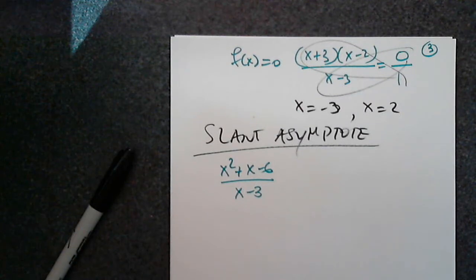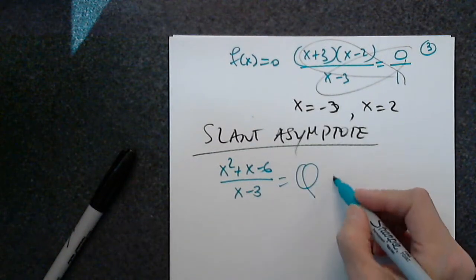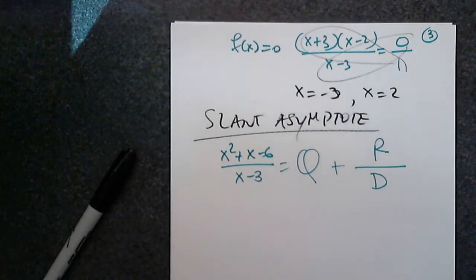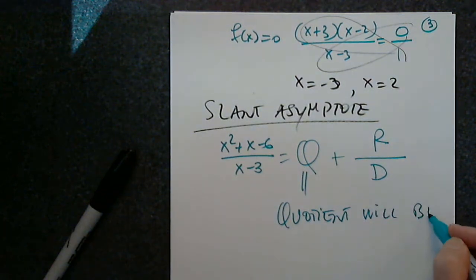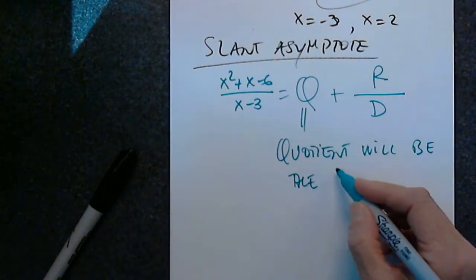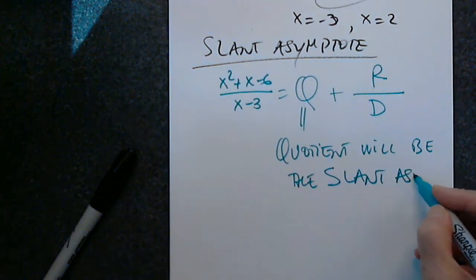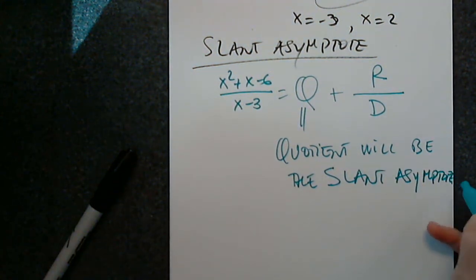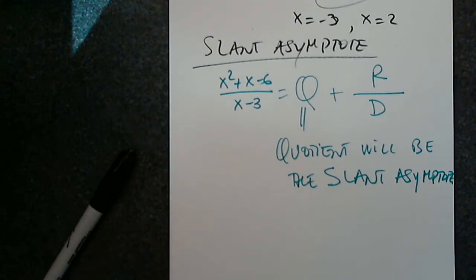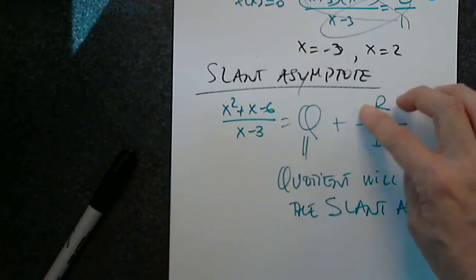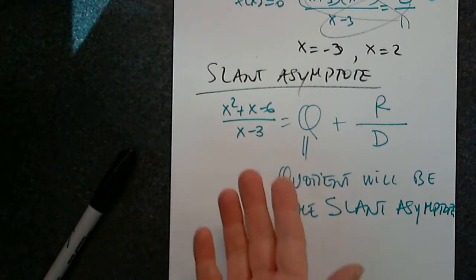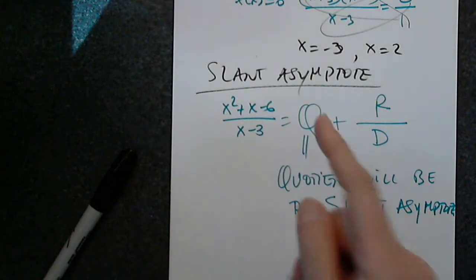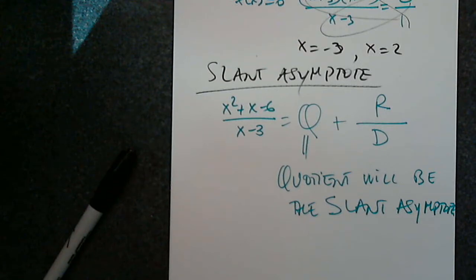Why would I need that? So the answer will be a quotient plus a remainder over the divisor. This, which is the quotient, will be the slant asymptote. Only the quotient, because this portion will go to 0 at infinity. That's the reason why we need to perform the division and find the quotient. So which one? Long division or synthetic division?